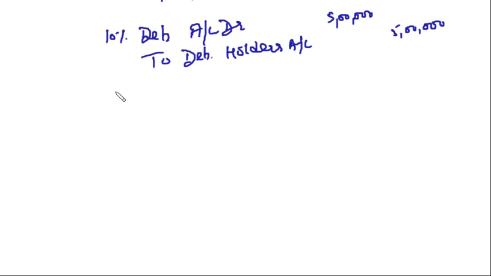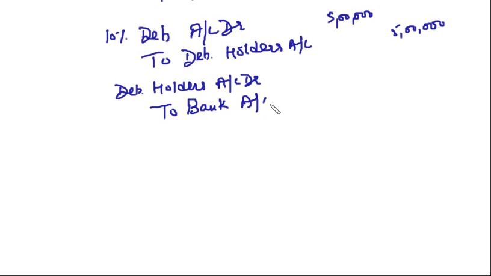Then when the payment is made, debenture holders account debit to bank account. How much? 5 lakh rupees. 5 lakh. Right?